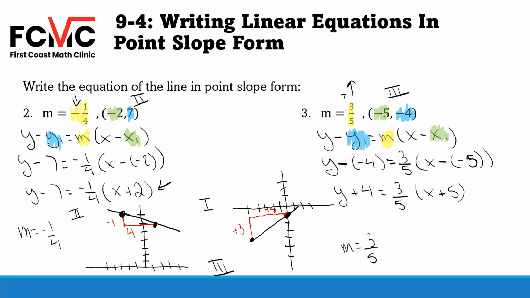Well, let's connect this. And this is our graph for number 3. All right, so starting at negative 5, negative 4, and then going up 3, right 5.